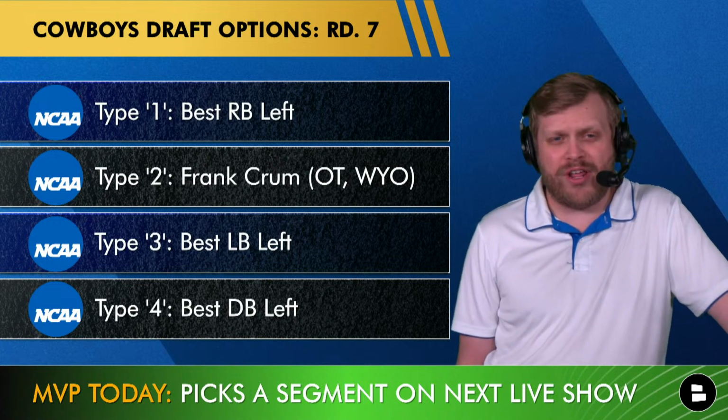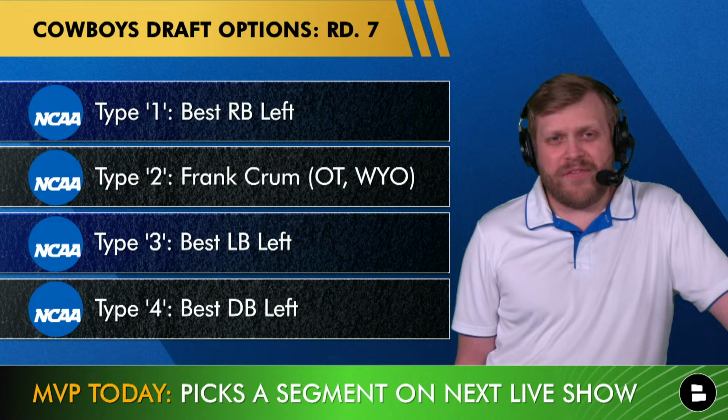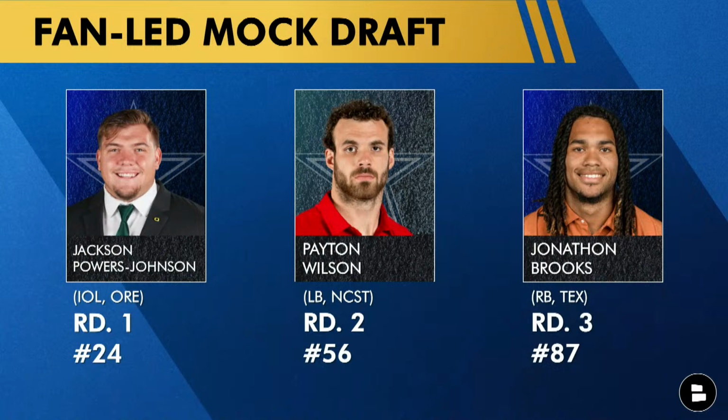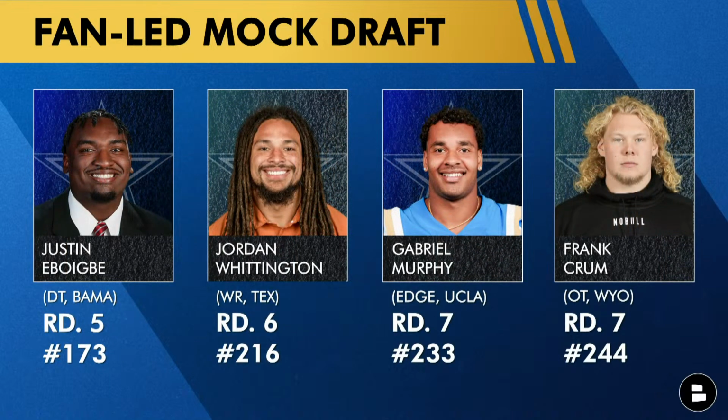So let's recap the entirety here from round 1 to round 7 of the fan-led mock draft. Jackson Powers Johnson in round 1 out of Oregon. Peyton Wilson, NC State linebacker, round 2. Jonathan Brooks does fall to the 3rd round out of Texas. Justin Aboyesby, the defensive tackle, out of Alabama in the 5th round. Jordan Whittington, 6th round out of Texas. I love the value pick there for Gabriel Murphy out of UCLA. And Frank Crum, who tested very well at the NFL Combine this year, is the pick out of Wyoming.